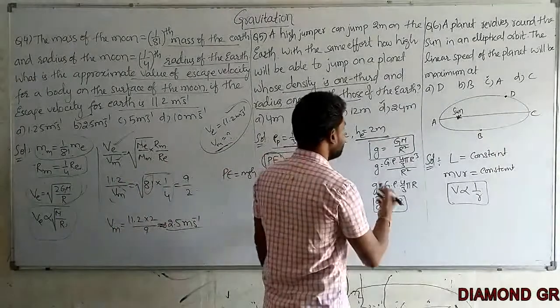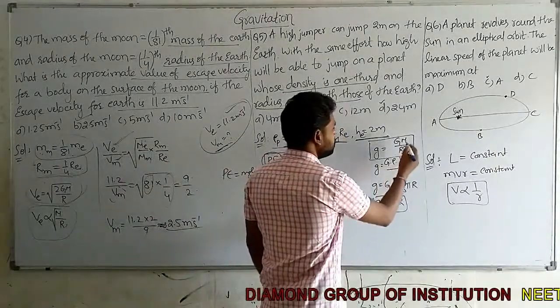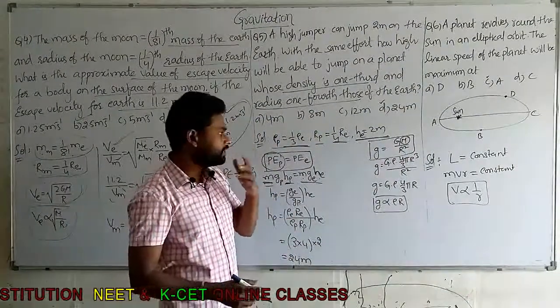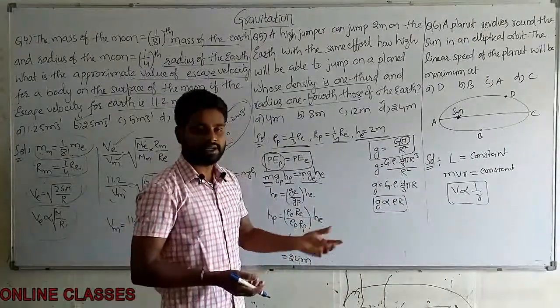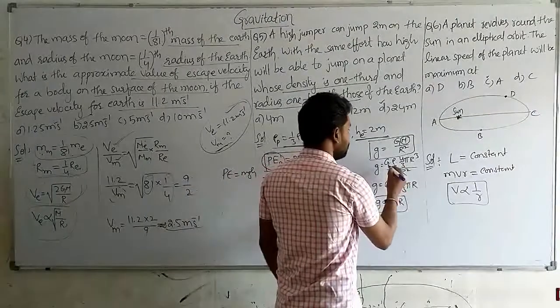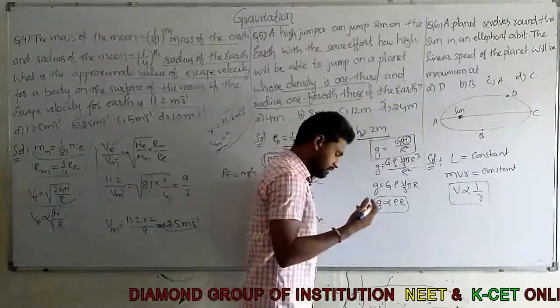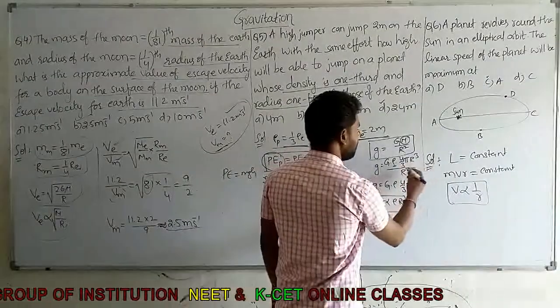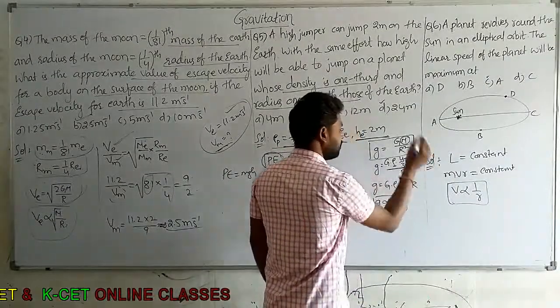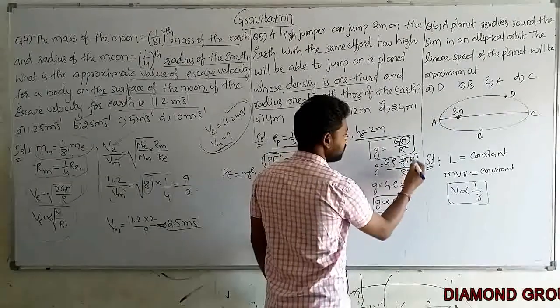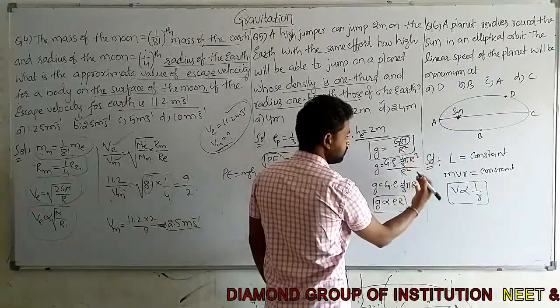Okay, so from here g equals G into mass, which I am writing in terms of density. We know density equals mass per volume, so mass equals density into volume. We consider the planets to be spherical, so the volume of the sphere is 4 by 3 pi r cube. In the denominator we have r square. Now G into density into 4 by 3 pi into r cube by r square; r square will be cancelled, one r will remain.